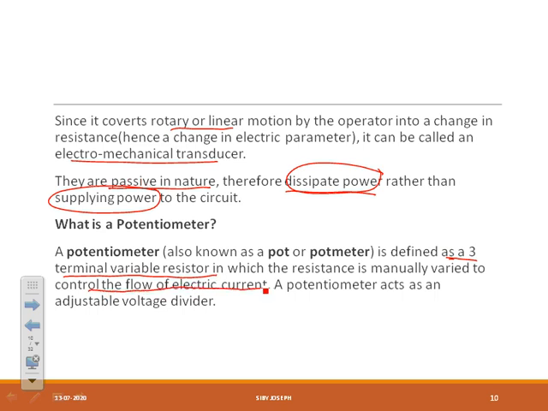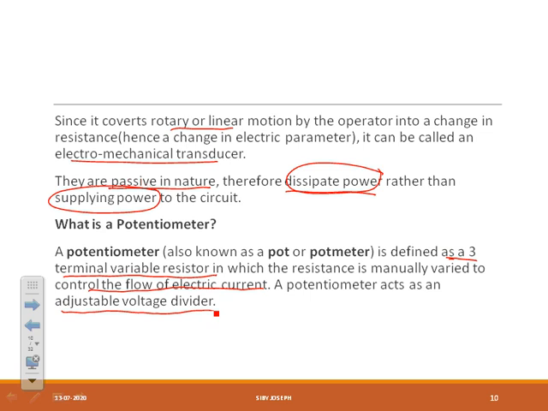By varying this resistance, we can control the flow of electric current. As I said earlier, by using a tap, we can control the flow of water in the pipe. In the same way here, by using the resistance, we can control the flow of electric current. And the third one is the adjustable voltage divider network. You already know what a voltage divider network is, and we will discuss the voltage divider network in later slides.